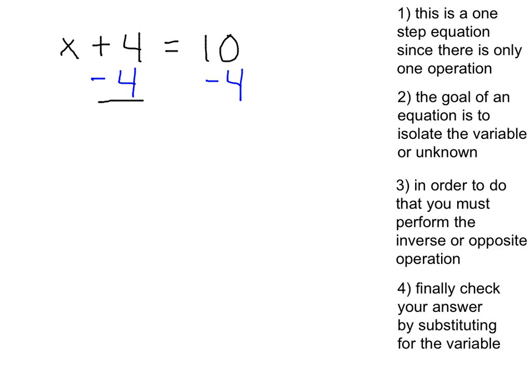Now 4 minus 4 is just 0, so we get to cross these out, and that just leaves us with x. And of course 10 minus 4 is 6, so right now our answer is x equals 6.